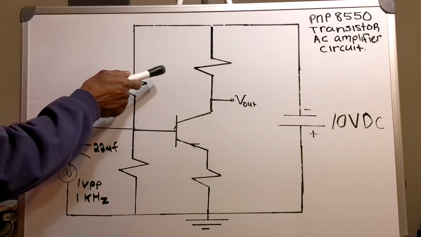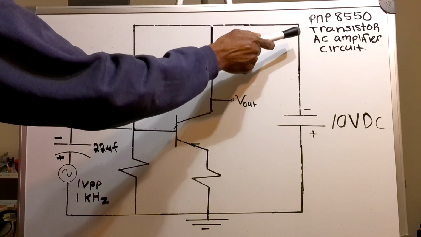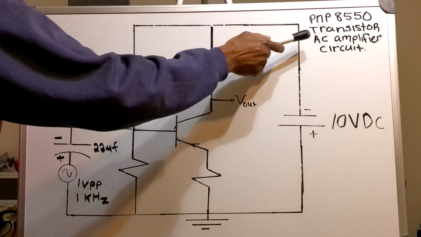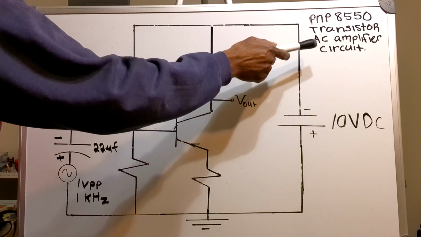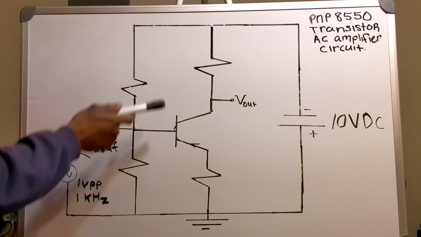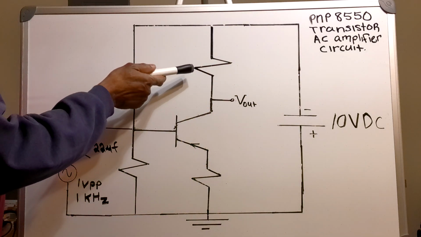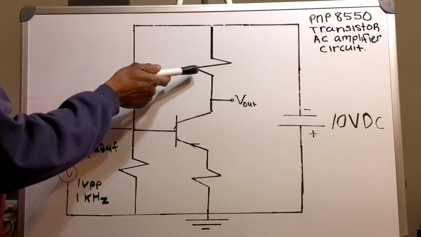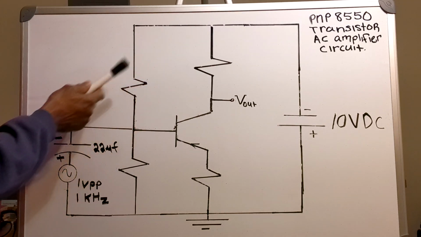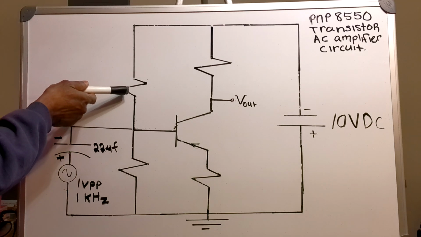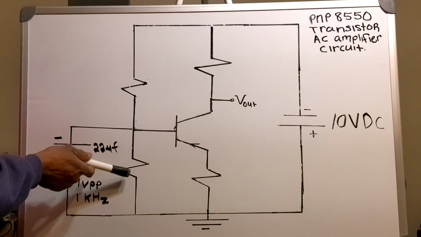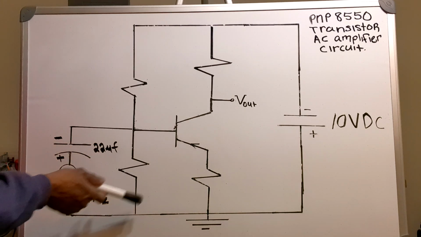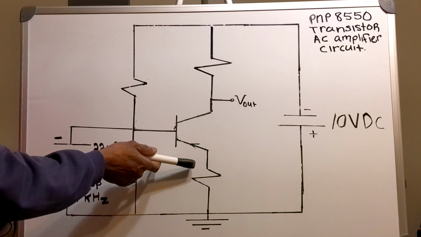Now in this video, I've got the PNP 8550 transistor AC amplifier circuit. I will have a collector resistor, a resistor coming off the base, a second resistor coming off the base to ground, and an emitter resistor.